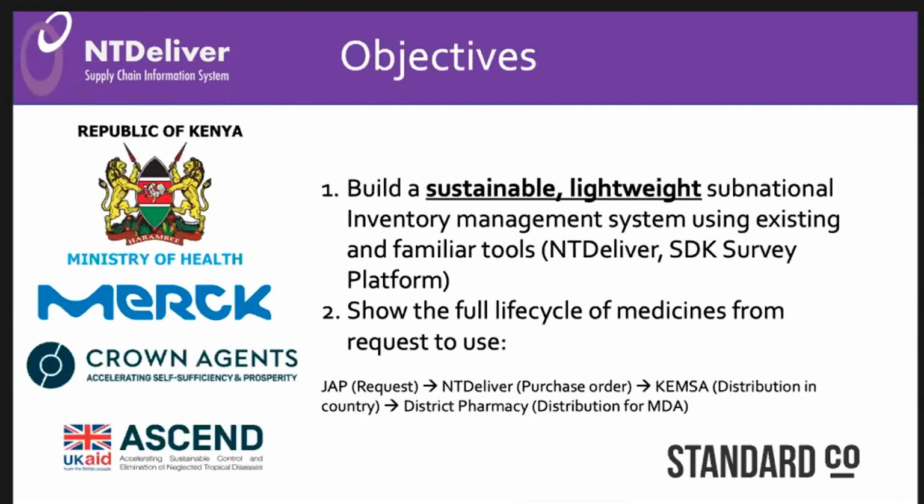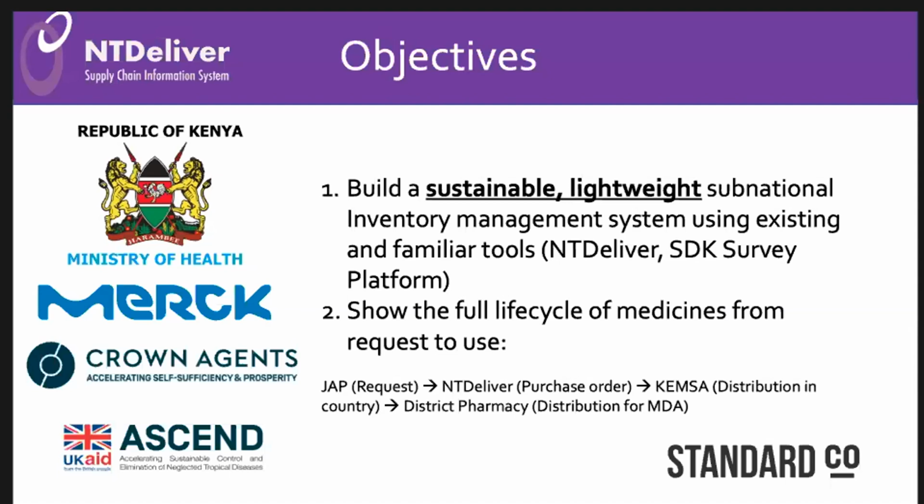So this work was a collaborative effort between ourselves and the Ministry of Health in Kenya, Merck Group, who are the pharma company that donates praziquantel, and we as Crown Agents, my colleagues Tina Patel and Charlie Reeves, thought about this way of trying to get increased visibility of data at subnational level, and we are funded by the UK government on this Ascend program. So the idea was that we needed to build a sustainable and lightweight subnational inventory tracking system, and we're going to use tools that are already familiar. So we are not completely getting away from global systems, but we're trying to integrate with those global systems.